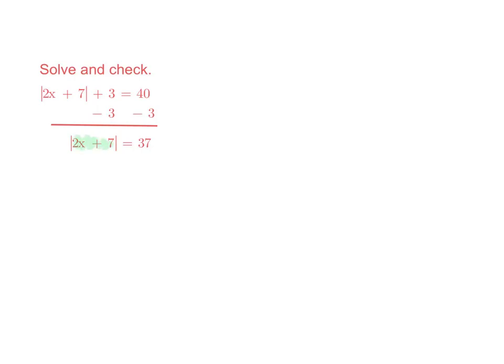Okay, so this goes back to the other problem. What I've highlighted in green, 2x plus 7, can equal what? It can equal 37. The absolute value inside of that can equal positive 37, or inside of that can equal negative 37, which means I'm going to have two equations that I need to solve.